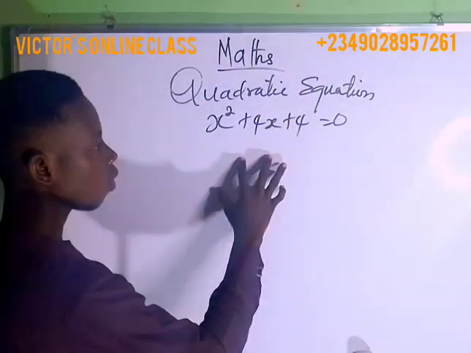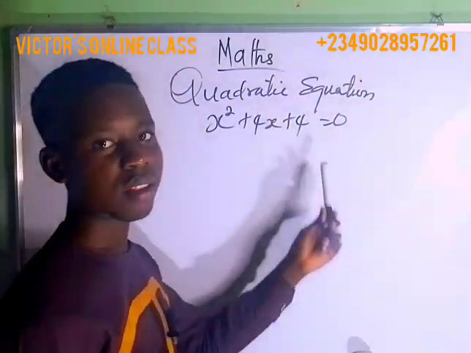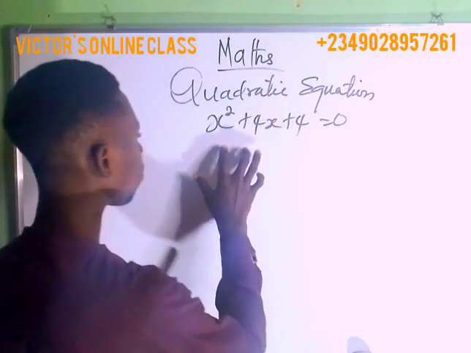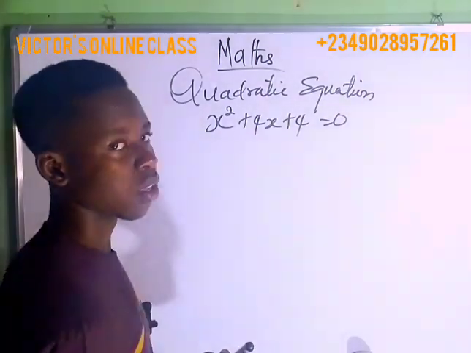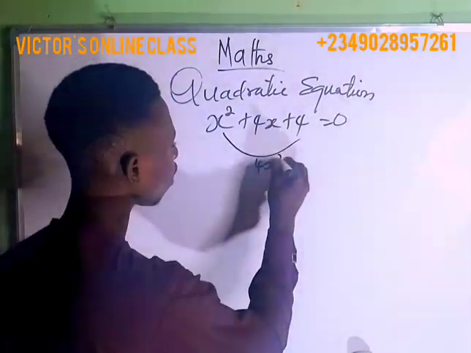Now the first step we're going to take in solving this kind of question is to multiply the first term and the last term. We multiply x squared and 4, and that will give us 4x squared.